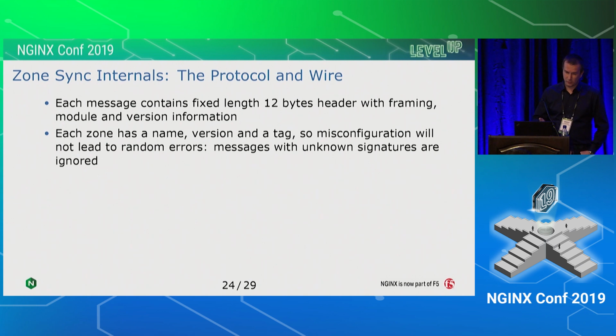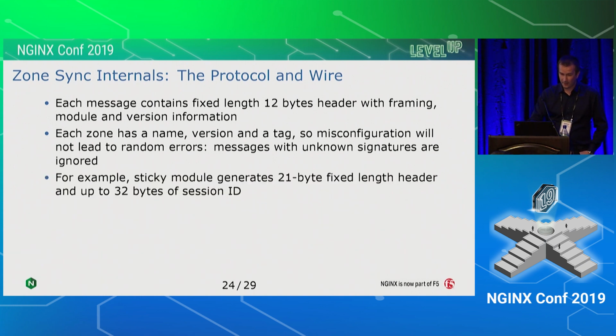Also, since we are synchronizing shared memory zones and each zone has a name, it has a version and a tag, so they form a signature that must match the destination. Messages with unknown signatures are ignored. For example, you can add some new shared memory zone on one of the nodes, and of course you are not able to apply configuration on different nodes at the absolutely same time, so it's a normal working situation. So such messages to non-existent zones will just be ignored.